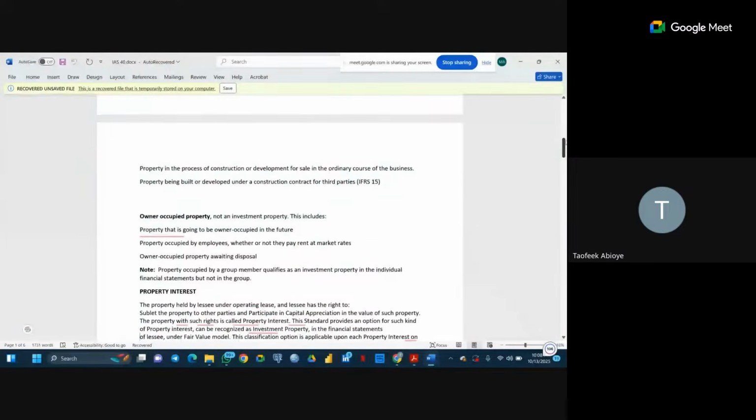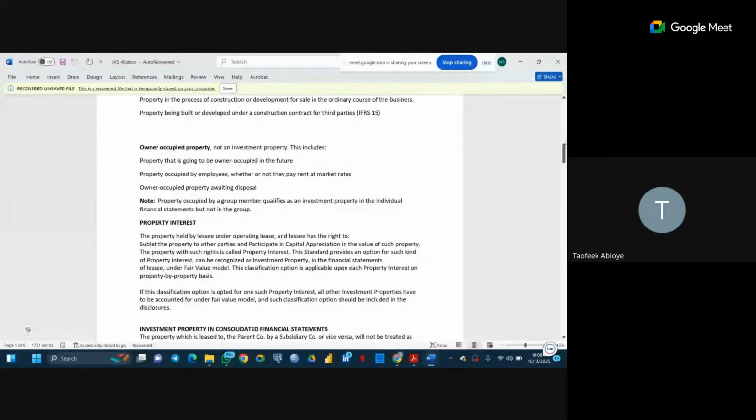Property interest. What do we mean by property interest? Property held by lease or other operating lease, where the lease gives the right to sublet the property to other parties, and the party participates in capital appreciation in the value of such property. This property with such right is called property interest.